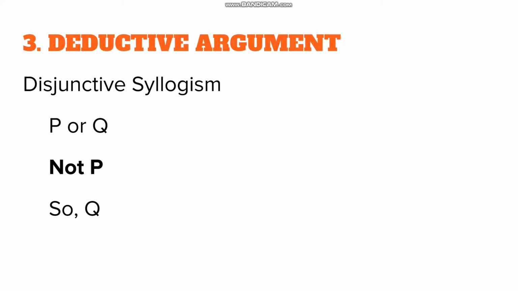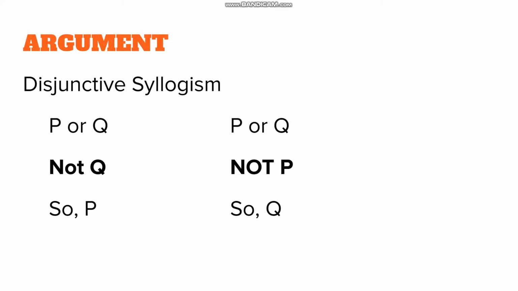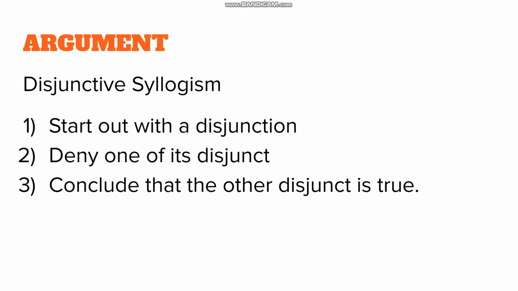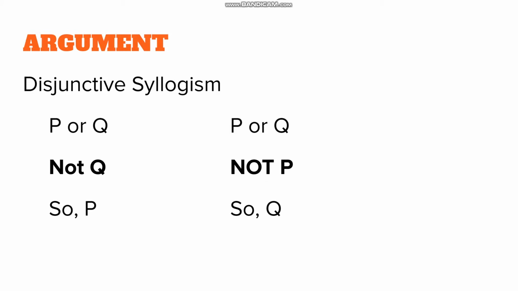So, here it might be a little bit confusing. It seems that both of these forms fit the pattern disjunctive syllogism. But that's okay, because in a disjunctive syllogism, we simply start out with a simple disjunction of the form P or Q, and then in the next premise, we just have to deny one of its disjuncts. And since P is a disjunct and Q is also a disjunct, we can deny P or we can deny Q and conclude that the other one is true. So in the first example, we deny Q and we conclude P. In the second example, we deny P and we conclude Q.